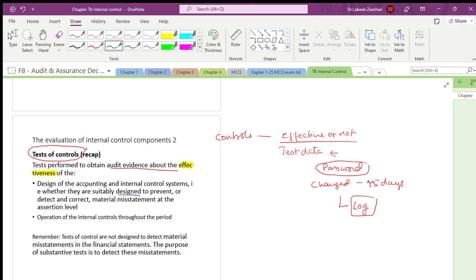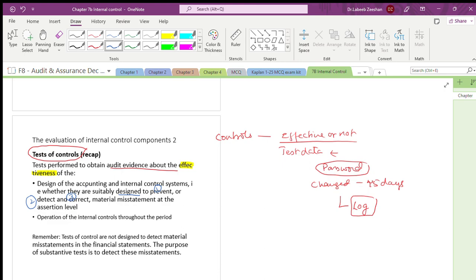Why are we putting the controls? We are putting the controls to prevent, to detect, and to correct material mistakes. At the basic level, assertion means where you are going to ensure that this is going to be perfect or not. You are not going to carry the errors to the next level. You want to solve the issue at the basic level.